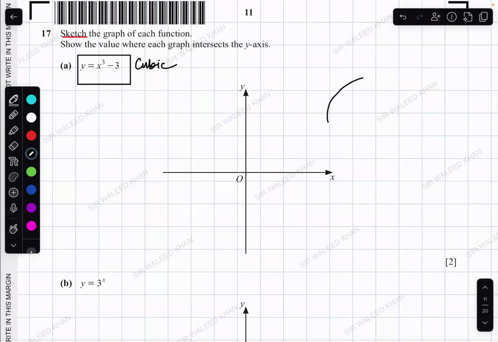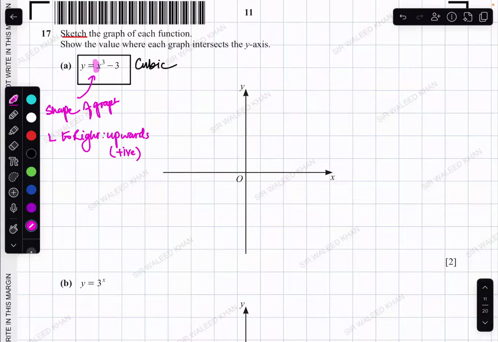And a cubic graph is like a wave, like this. If it's a positive cube, it will go left to right upwards. If it's negative, it will go left to right downwards, like this. Okay. So, cubic graph. Now, we can see that this is determining the shape of the graph. That will be left to right upwards. Why? Because it's positive. Because the coefficient of x squared is positive.